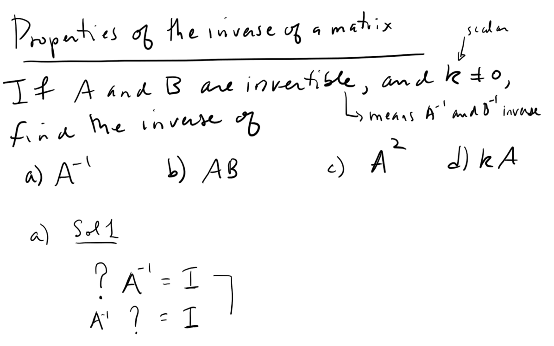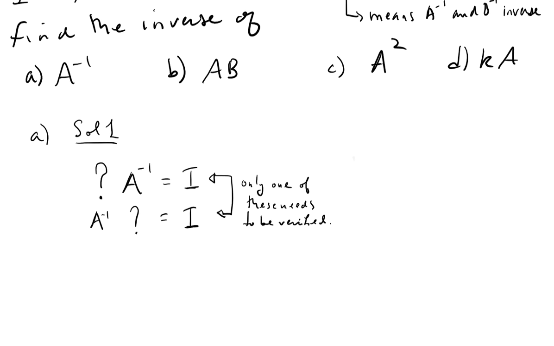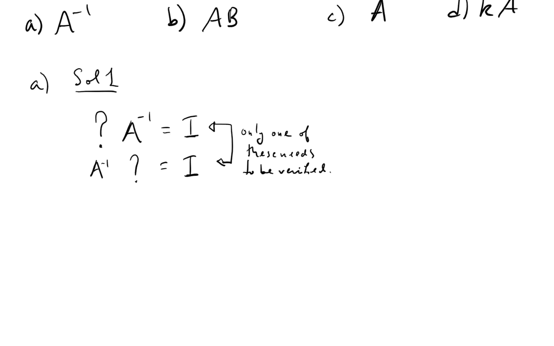We'll see in a theorem that's coming up that only one of these needs to be verified for both of them to be verified. So I just need to verify one of them. We'll see a theorem that shows this later on, not in this video, but later in the course.